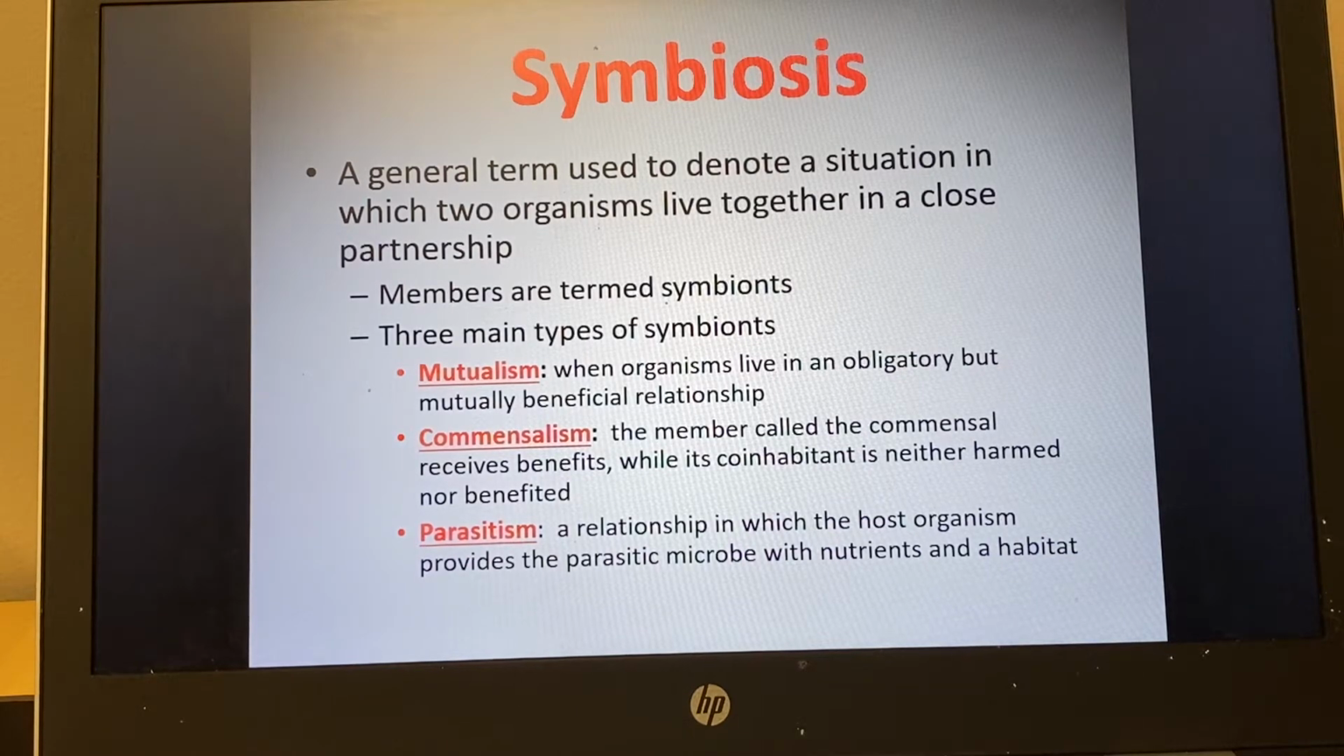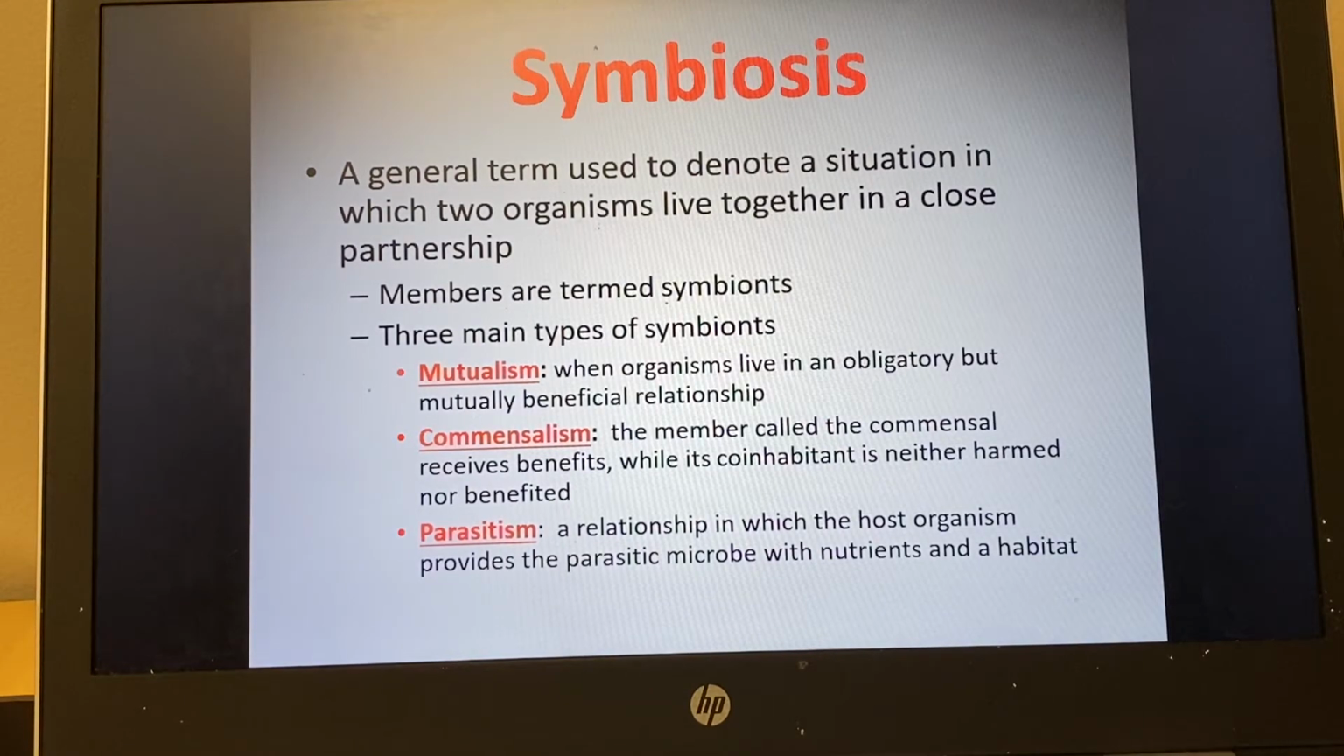Like a tapeworm, your intestines provide a beautiful, nutrient-rich, safe environment for the tapeworm. In return, the tapeworm sucks off all your energy and nutrients and makes you really sick. So basically one organism suffers while one organism benefits. That's what parasitism is. On the other end of the spectrum, we have mutualism.